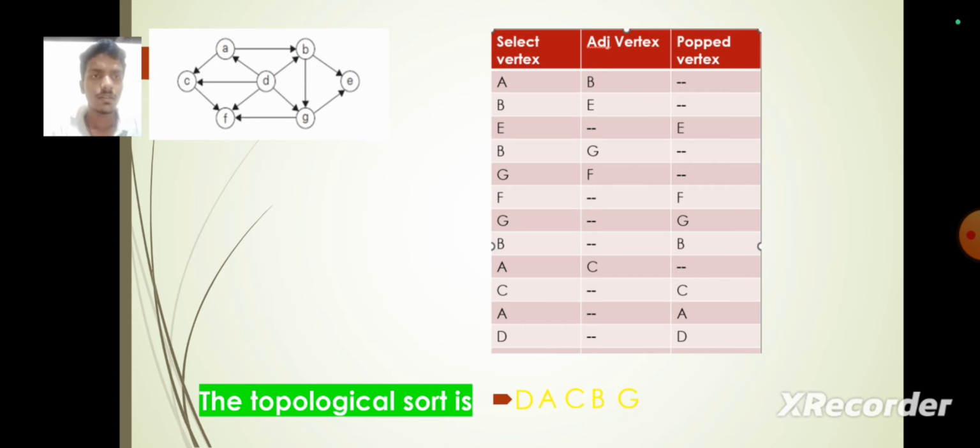Source removal method of topological sorting. In the source removal method, we repeatedly remove nodes with no incoming edges from the graph. The removed nodes form the topological order of the graph. This method is efficient for topologically sorting a DAG and can be implemented in linear time complexity.